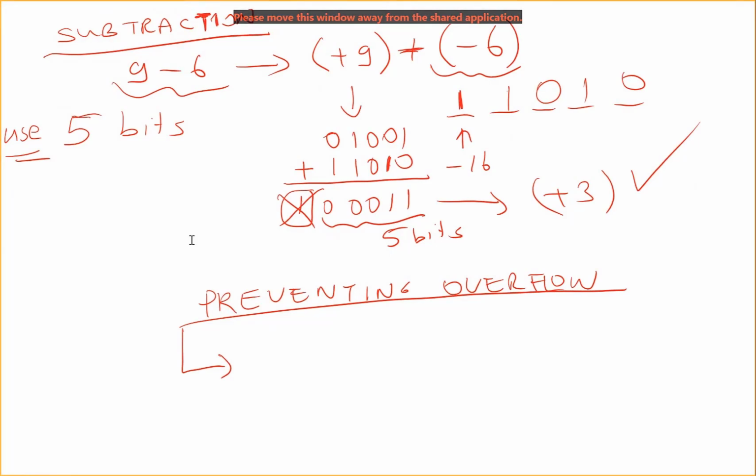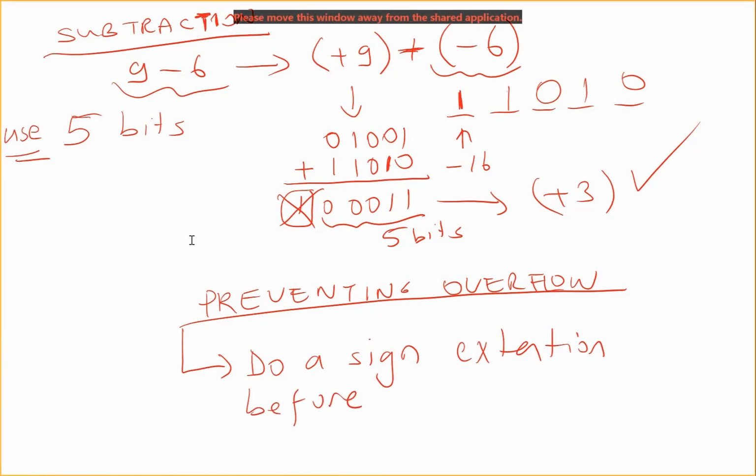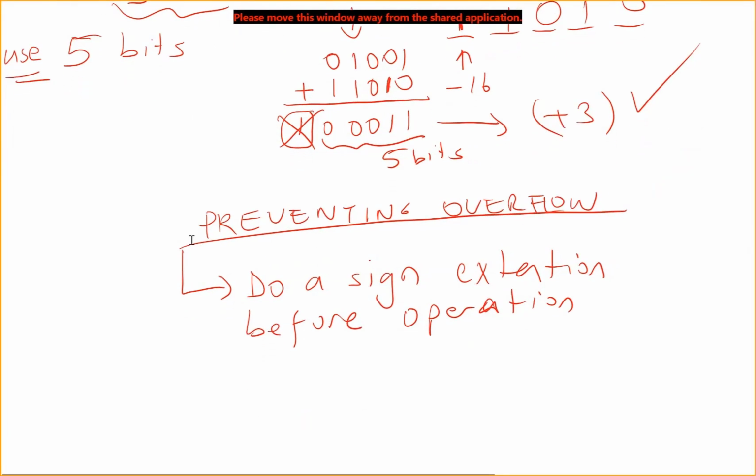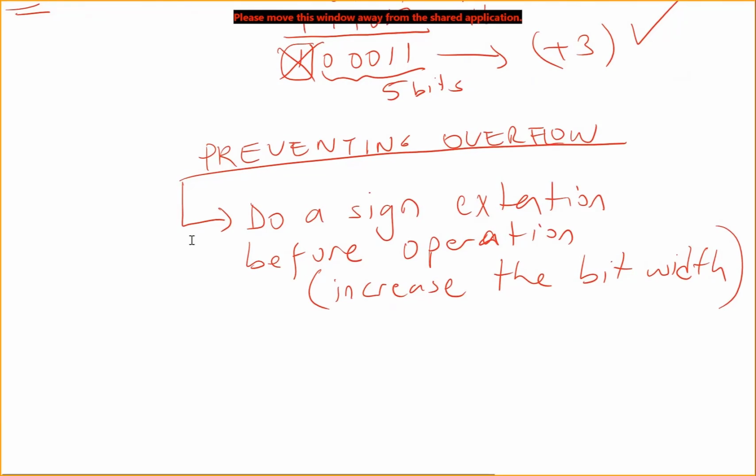One is we will call it sign extension. Do a sign extension before the operation. Basically in this case we are increasing the bit width. So if you are doing an operation with 4 bits, if you have some resources, since this is using digital circuits, you can try to use one more bit. So instead of 4 bits, you can use 5 bits, and then you will not have an overflow because you are increasing the range.